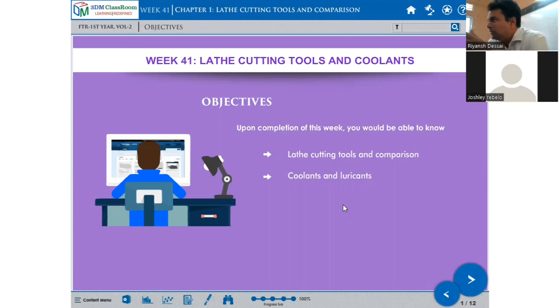The angle has to be maintained, and then it cuts well. Otherwise it will not cut. So what are these lathe cutting tools? How many basic cutting tools are there, and what type of coolant do you have to apply while turning? In drilling, we are putting coolant now.